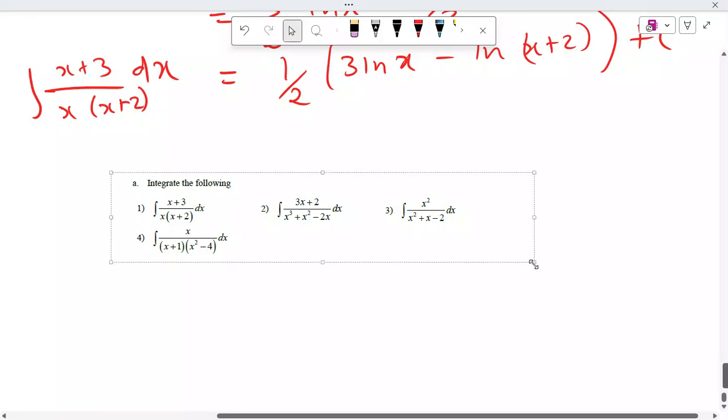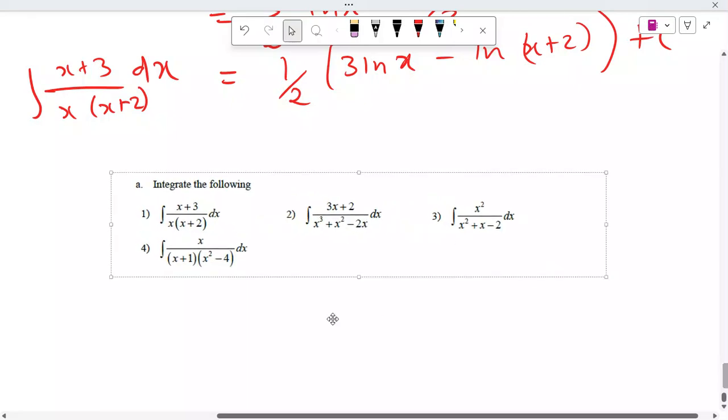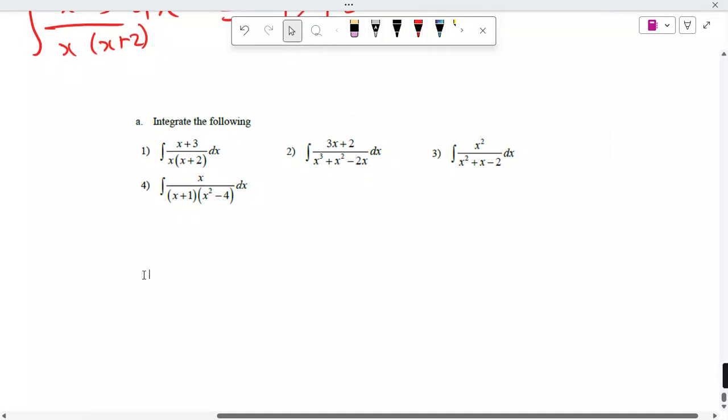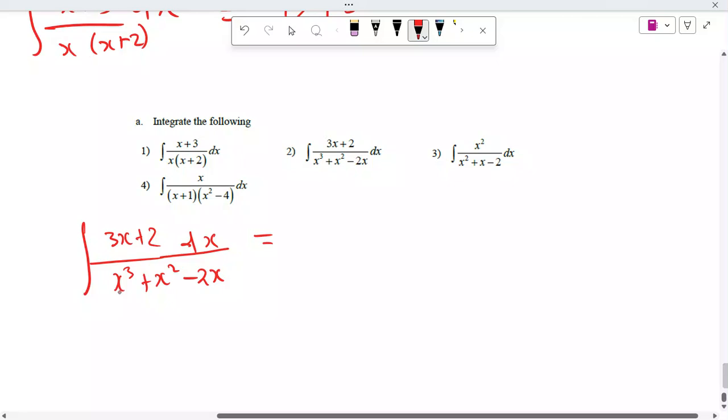So part 2 is a little bit lengthy. We have the integral of (3x + 2) over (x^3 + x^2 - 2x) dx. So you guys need to be sharp. You know that x is common here, x can go here, x can go here. So you can factor out x first of all before you even solve.